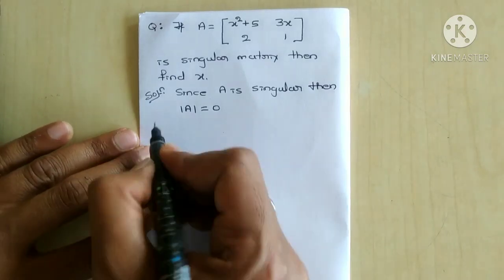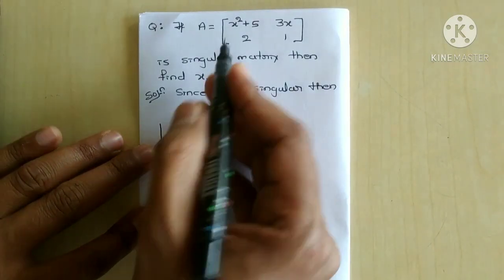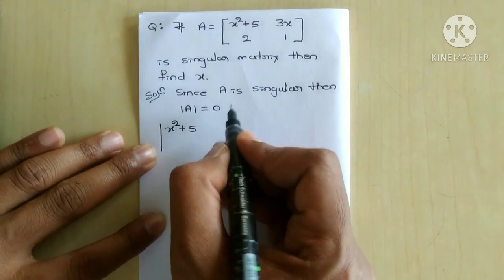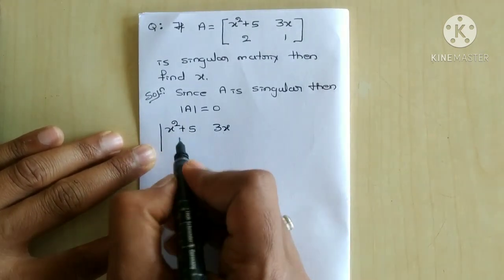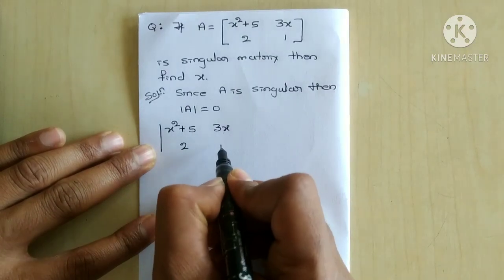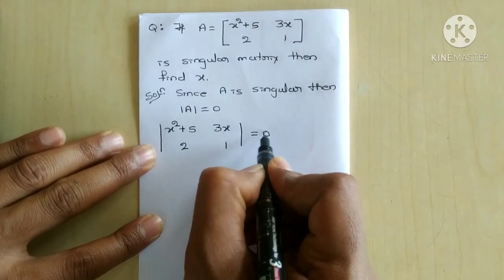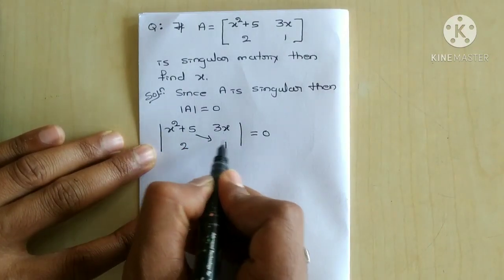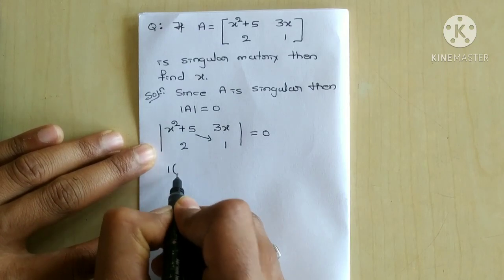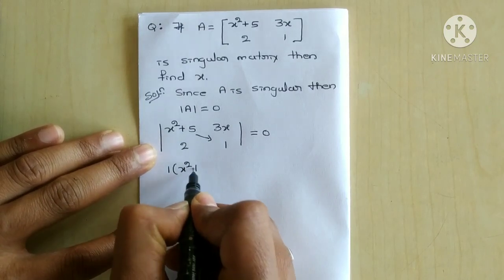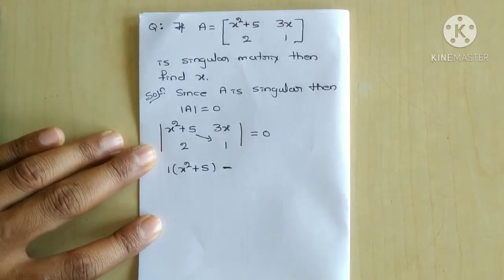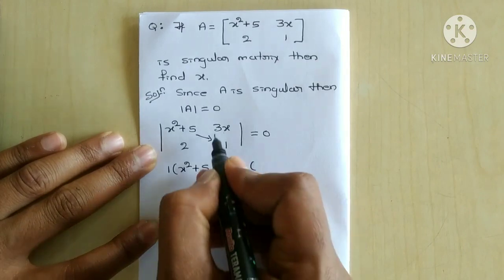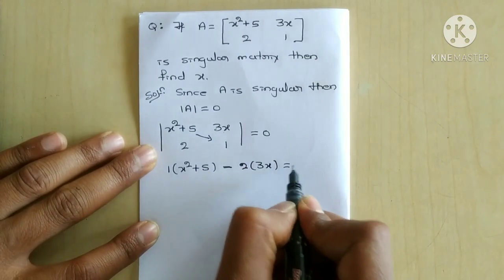0. So next, determinant symbol, keep it as it is. A value you substitute: x square plus 5, 3x, 2, 1 is equal to 0. Again cross multiplication. So here two terms are there, here only one term, so keep it as it is. 1 into bracket x square plus 5, in the middle the sign here is minus. Next is 2 into bracket 3x equals to 0.